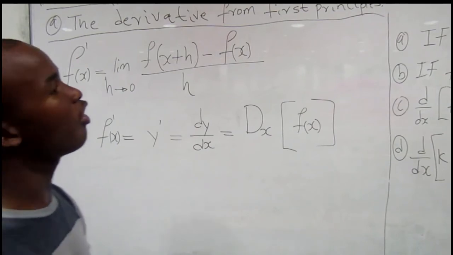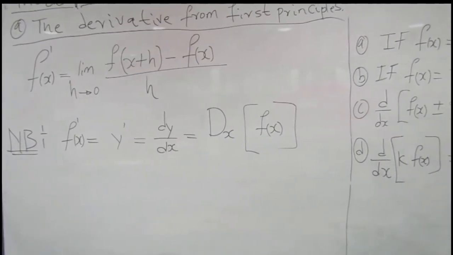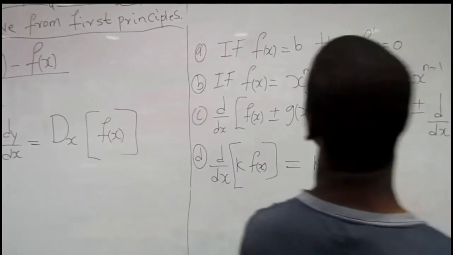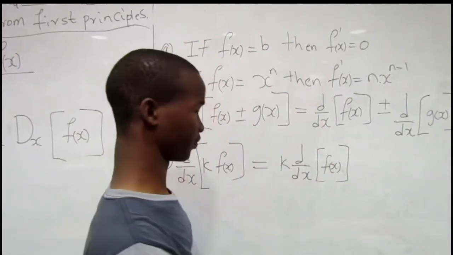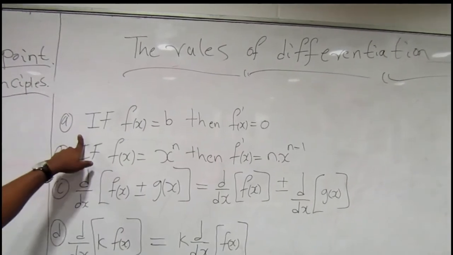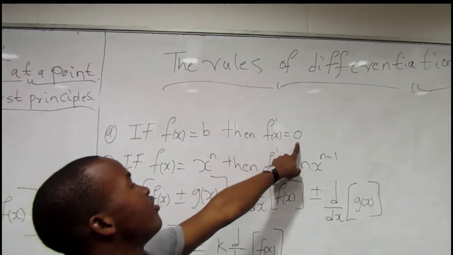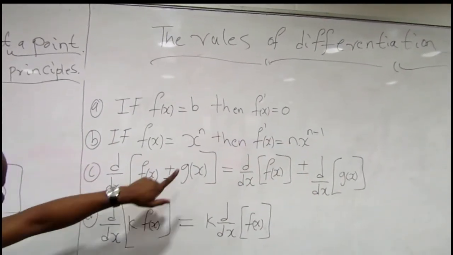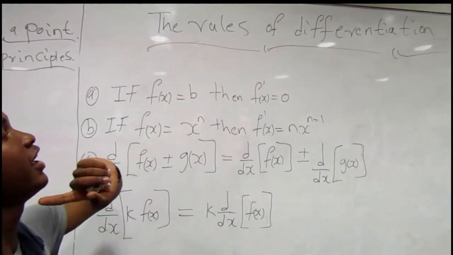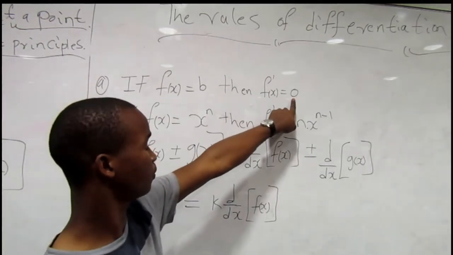Then we go to the rules of differentiation. In the rules of differentiation, we have 4 rules that we are going to consider. The first one says if f of x is equal to b, then f prime of x is equal to 0, meaning that we are going to consider b as our constant, and when you differentiate a constant, it becomes 0.